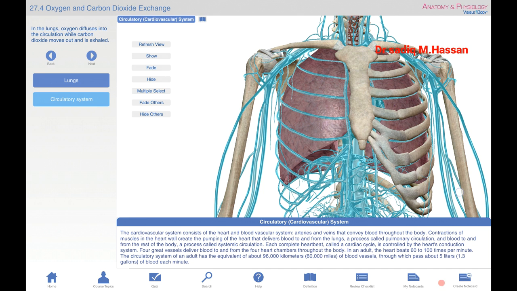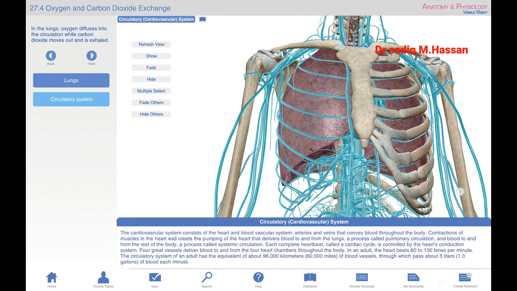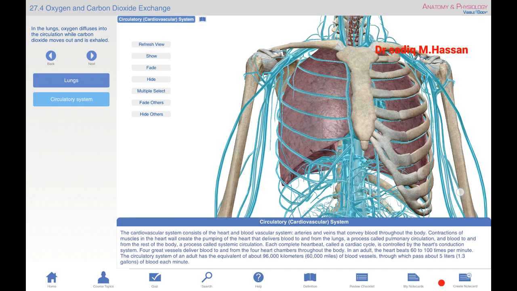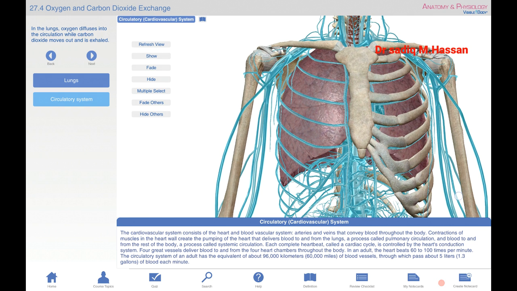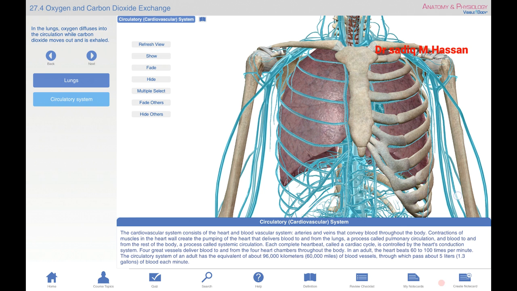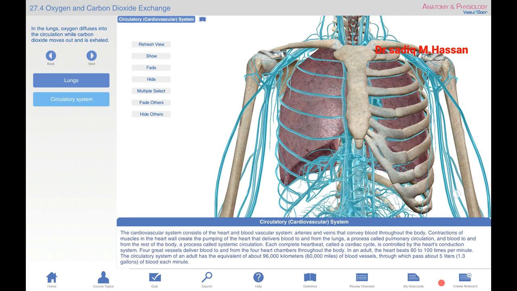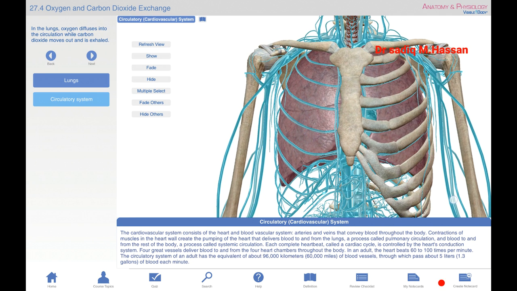Each complete heartbeat is called the cardiac cycle. When you breathe in and out, there is one cardiac contraction and relaxation. This cardiac contraction and relaxation is called the cardiac cycle. The cardiac cycle is controlled by the heart conduction system. It has internal connective tissue, what we call a conductive system. We will discuss the conductive system when we are discussing the heart.